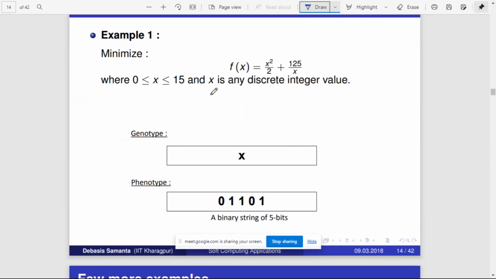So here is another example. Say there is an equation given like this: f of x equal to x squared by 2 plus 125 by x. Minimize. So the purpose is to minimize this function. That is, minimize means what? Find the value of x for which this function will give the lowest value, right? So that is what is called minimize.